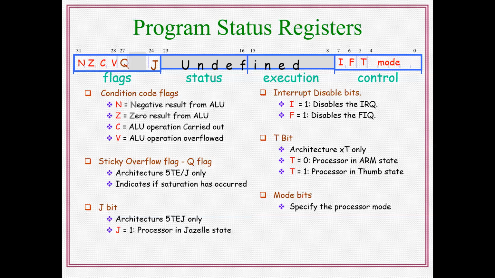And the next one is the interrupt disable bits. I and F are the interrupt disable bits. If I equals 1, it disables the IRQ, interrupt request. And F equals 1 disables the FIQ, fast interrupt request.